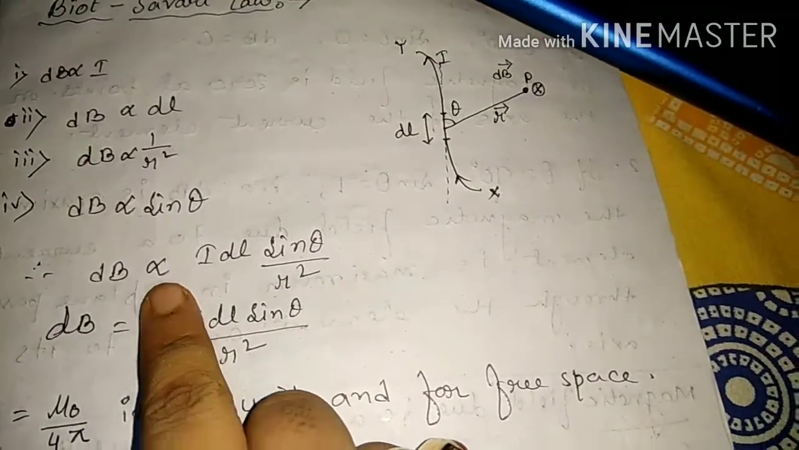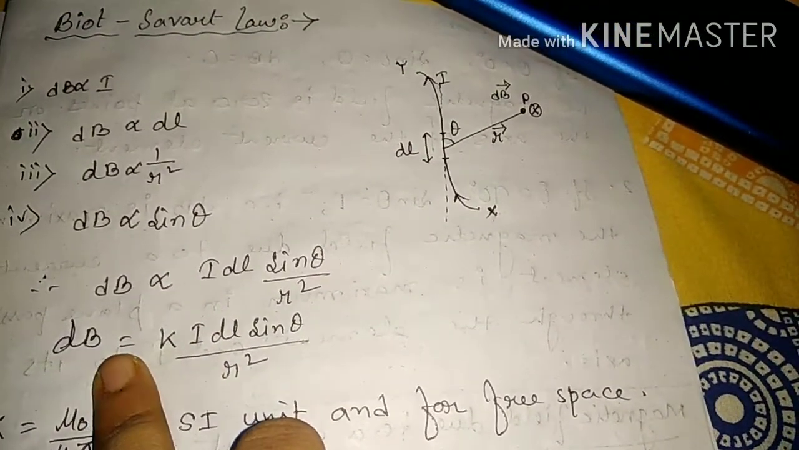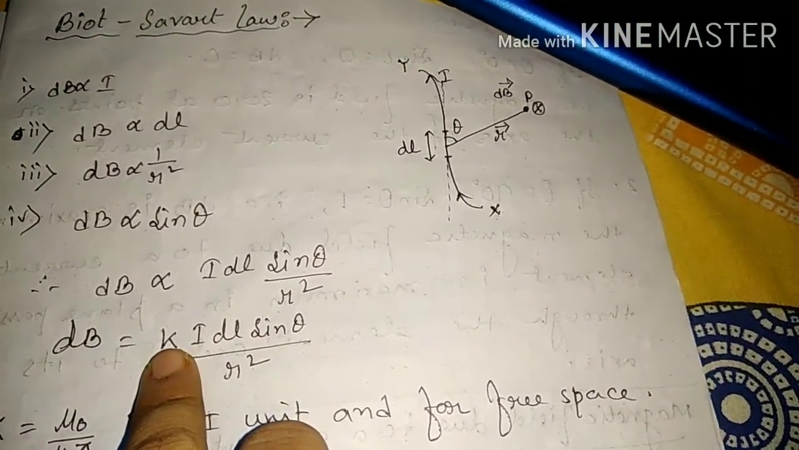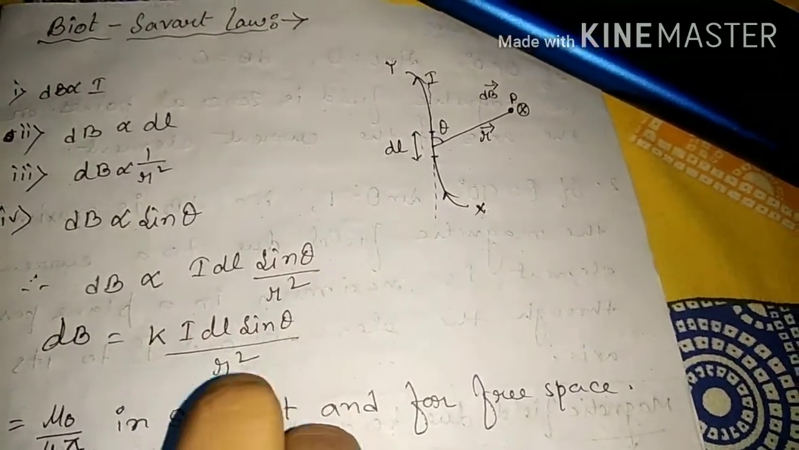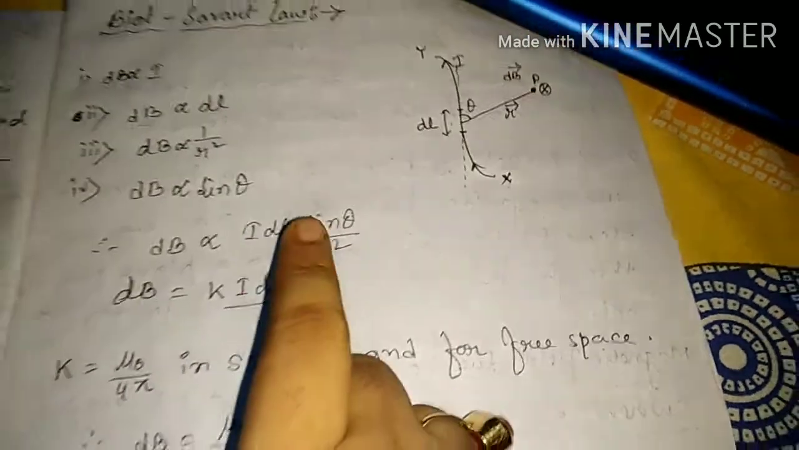Now, in place of the proportional sign, if we use the equal sign, we have to multiply by a constant term, that is k I dl sine theta by r square. Here k is the proportionality constant.